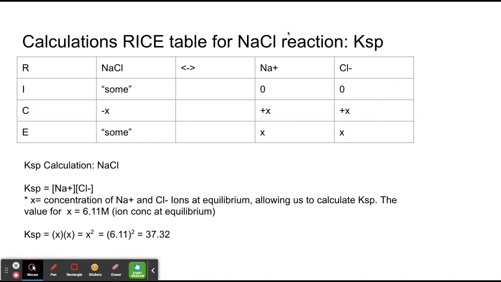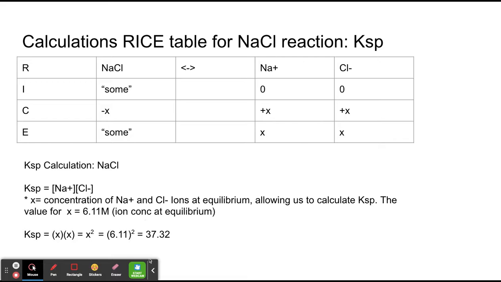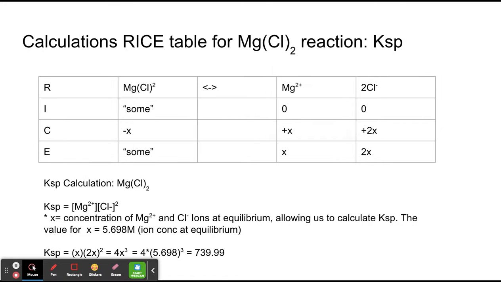And so for the ICE table, to find the Ksp for NaCl, we start with some NaCl solid, and we start with no initial sodium or chloride, and we add x because there's only 1 mole of each thing, and so we subtract x. And so the Ksp calculation is the concentration of Na+ times the concentration of Cl-, which is x, as we see in table 2 here, 6.11, and so that's what we use for the x. x squared is 37.32 for the Ksp of NaCl.